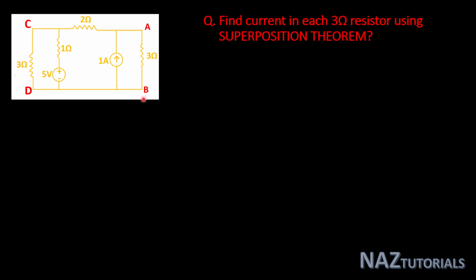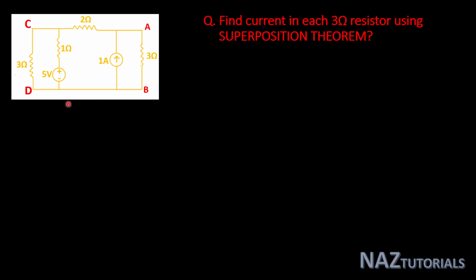And in this circuit, if you see, there is a possibility of source transformation, but we cannot apply source transformation because we have to find current in this 3 ohm resistor. If you have to find current in 2 ohm resistor or 1 ohm resistor, then you can apply source transformation for the circuit solution. So we will take this circuit as it is, and let's see the solution.